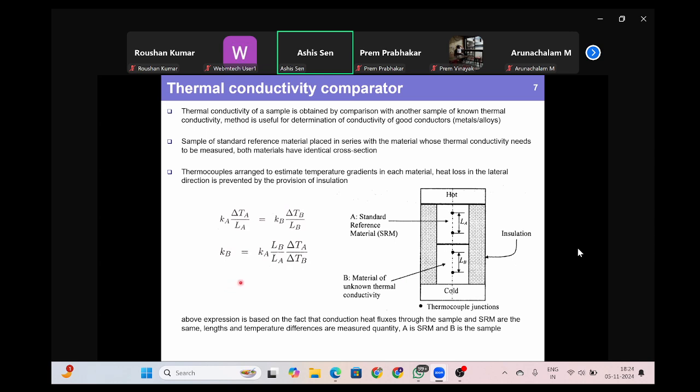So what you need to know is the thermal conductivity of the known material, the distances LA and LB, and the temperature differences. All these you know. So you will be able to determine the unknown material's thermal conductivity.